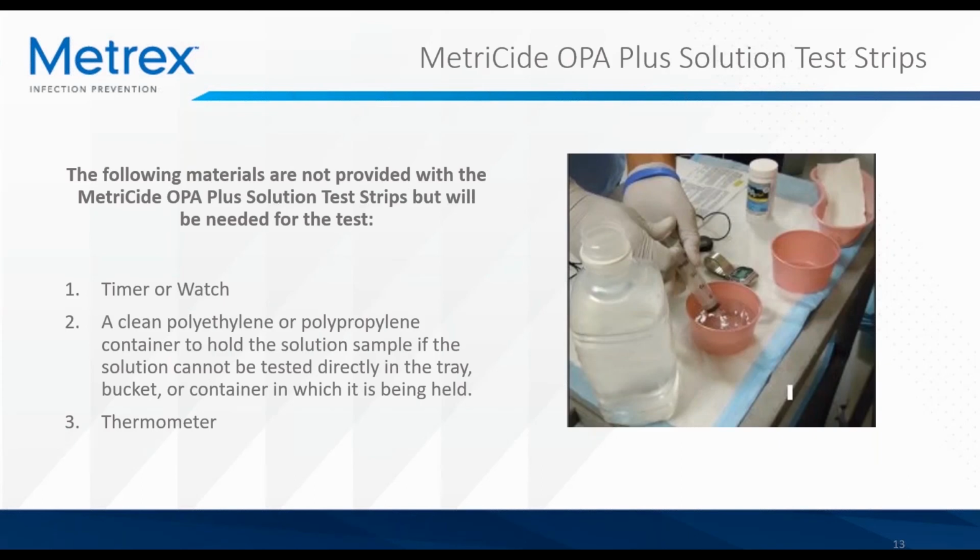When using Metrocide OPA Plus test strips, you'll need some type of timekeeping device to keep to the required timing of the test. If you're unable to test directly from the soaking bin or automated reprocessor, you'll need clean polyethylene or polypropylene containers to hold a solution sample for testing. Lastly, you'll need a thermometer to confirm the temperature of the solution prior to disinfection.